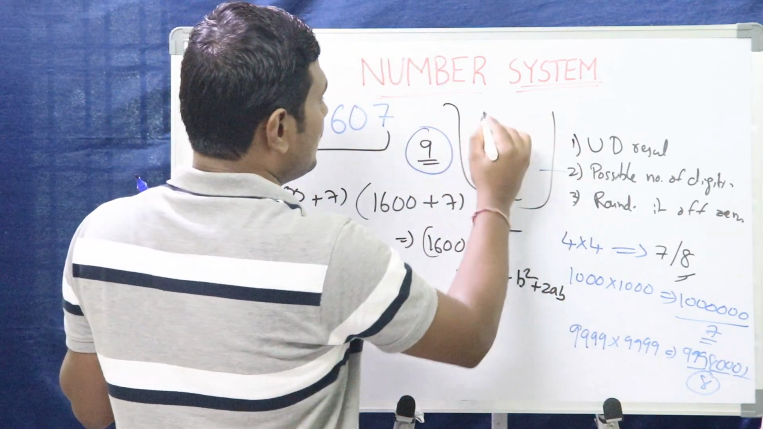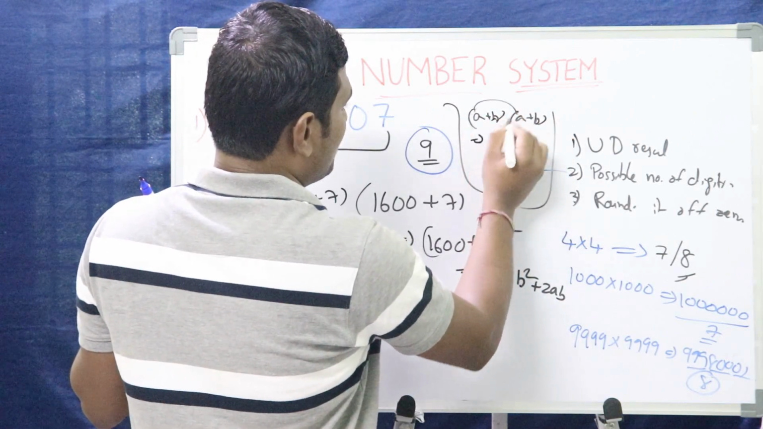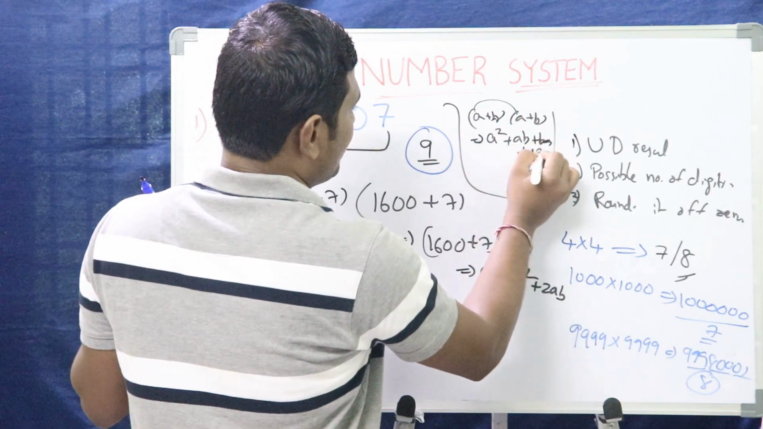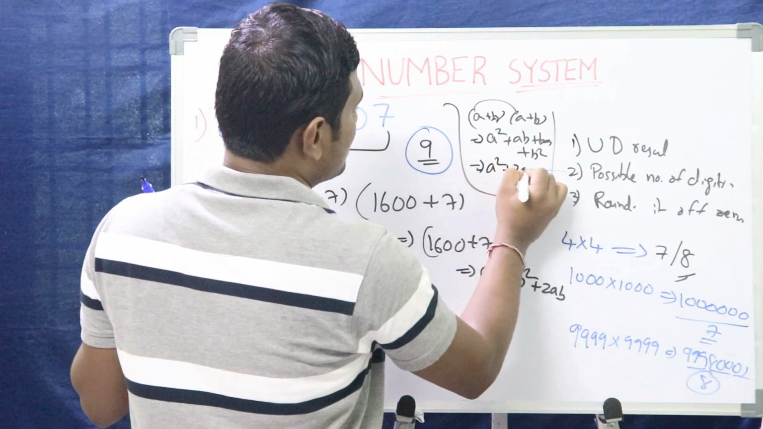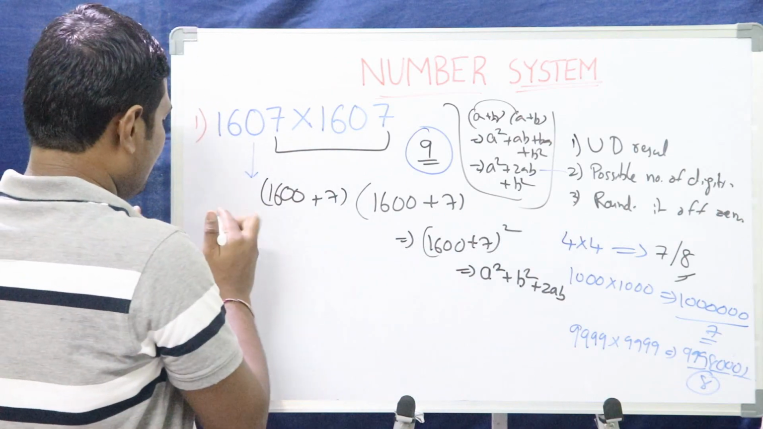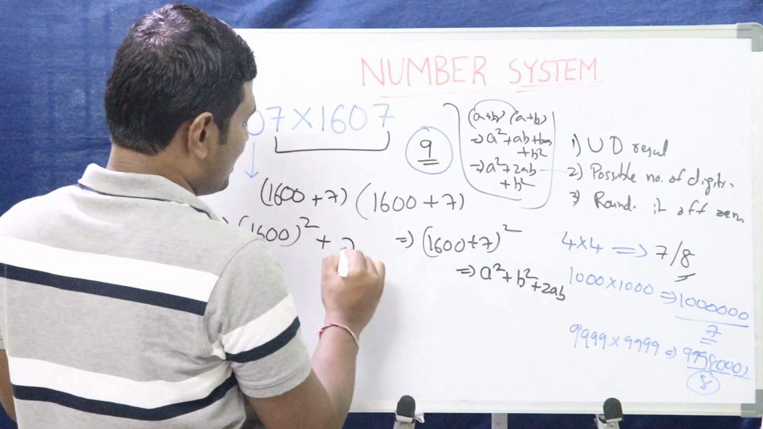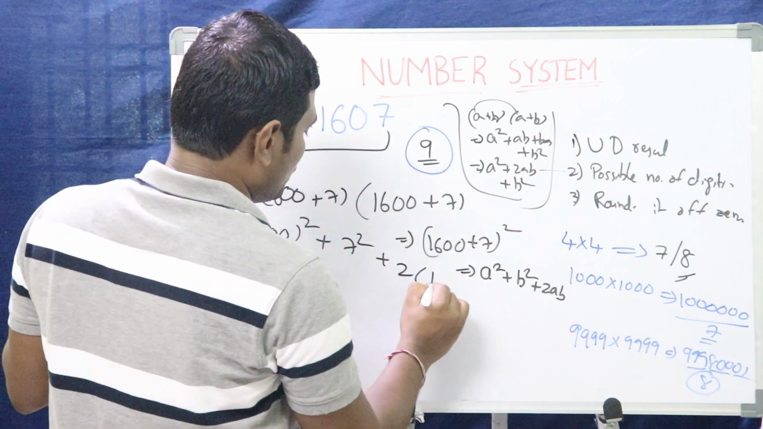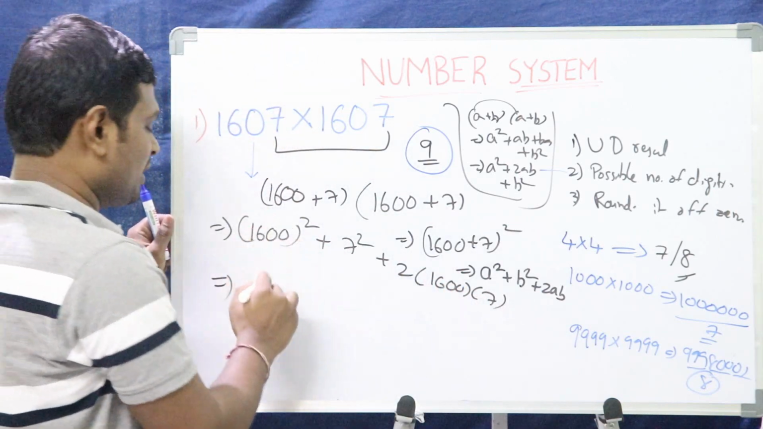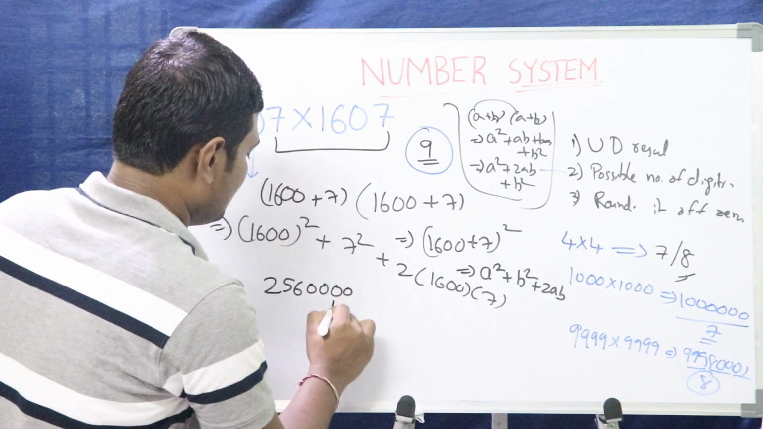Let's solve this. (a plus b) into (a plus b). If we multiply these two, we get a square plus ab plus ba plus b square. That gives a square plus 2ab plus b square. This is the one, right? What is a here? a is 1600, so 1600 whole square plus b, which is 7, square, plus 2 into a into b. 1600 whole square means 16 squared is 256 and 4 zeros, and then 49.